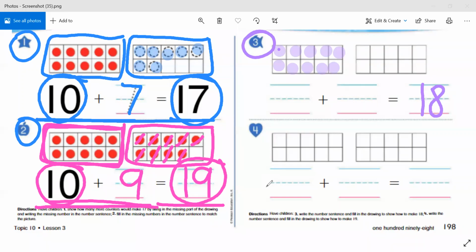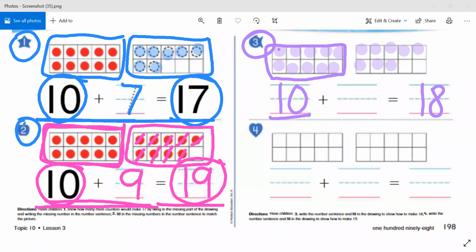And what number are we going to write here? When this 10 frame is filled up, that automatically tells us what? There are 10 counters in there, or 10 ones. Okay, now we need to fill in our second 10 frame with enough counters to make 18. So we start at 10 and we count from there. 10, 11, 12, 13, 14, 15, 16, 17, 18.